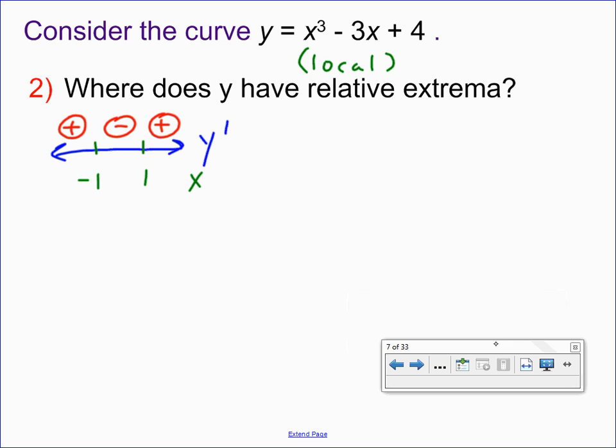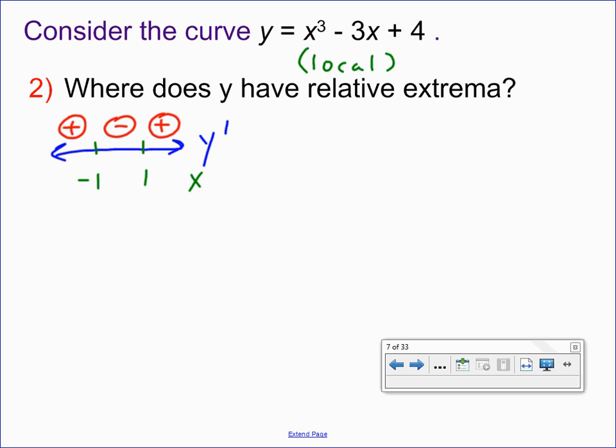Okay, so for our relative extrema, we can see that we have relative extrema when y switches from increasing to decreasing or decreasing to increasing. Therefore, y prime would switch from positive to negative or negative to positive. In other words, y prime has to change sign in order for y to have relative extrema. And so are there any places where y prime changes sign? Yes. Y prime changes sign at x equals -1 and at x equals 1. Both of those contribute to local extrema.